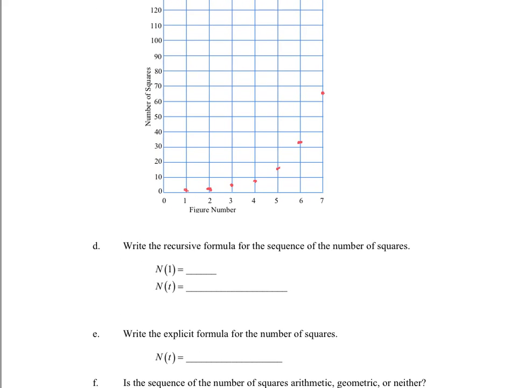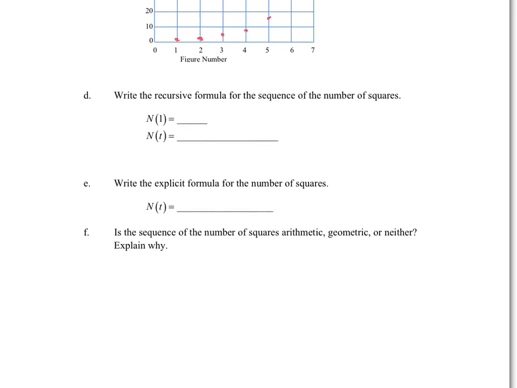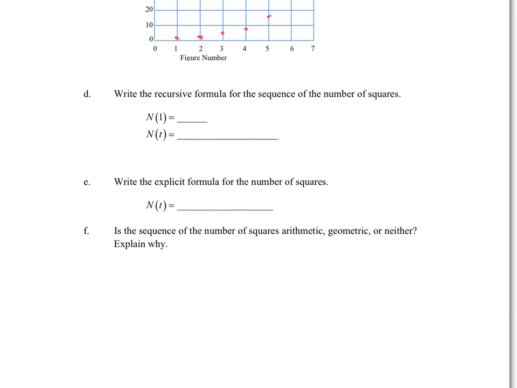All right, Part D says write the recursive formula for the sequence of the number of squares. So writing the recursive formula, they have n of 1, and that was our starting number, and we had 1 block. We know that we're multiplying by 2 every time, so we're going to multiply 2 times the previous term, which is n of t minus 1, and that's our recursive formula.